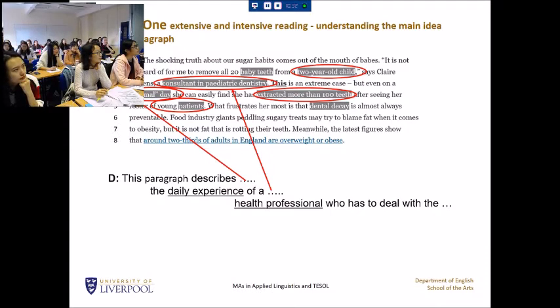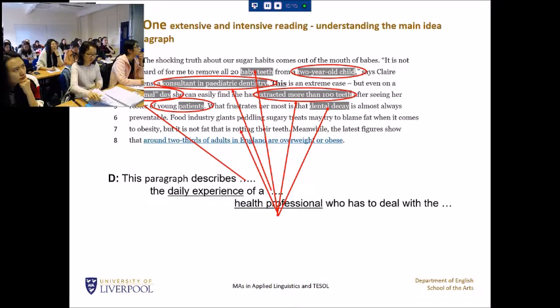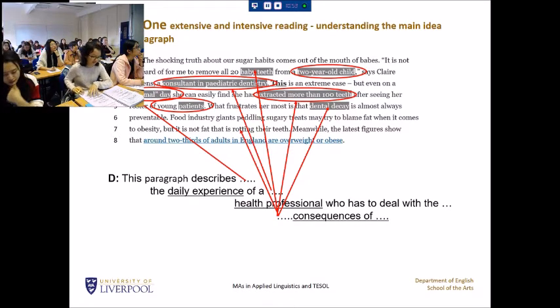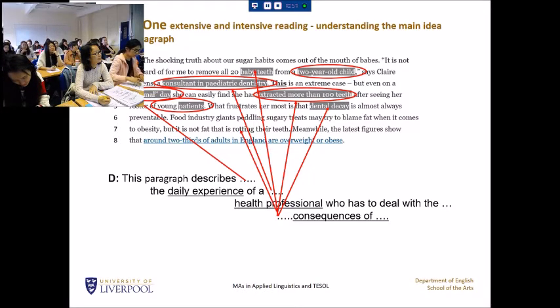I've got lots of red arrows here which point to different problems, okay? So we've got extracting 20 baby teeth, extracted more than 100 teeth, dental decay, okay? Those then are all the, what was the word again? Has to deal with the consequences of what?